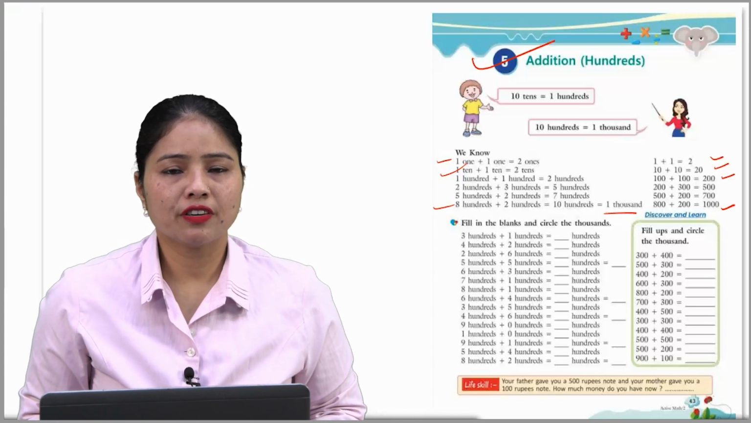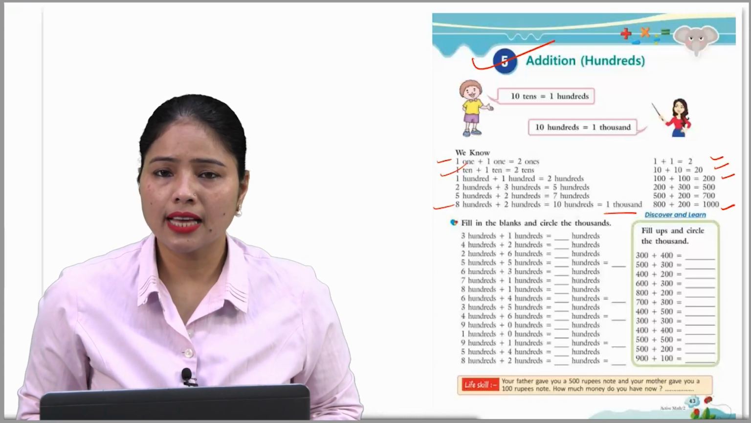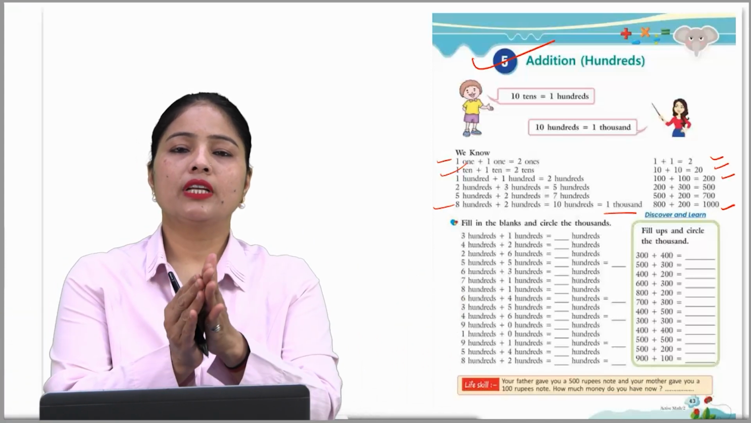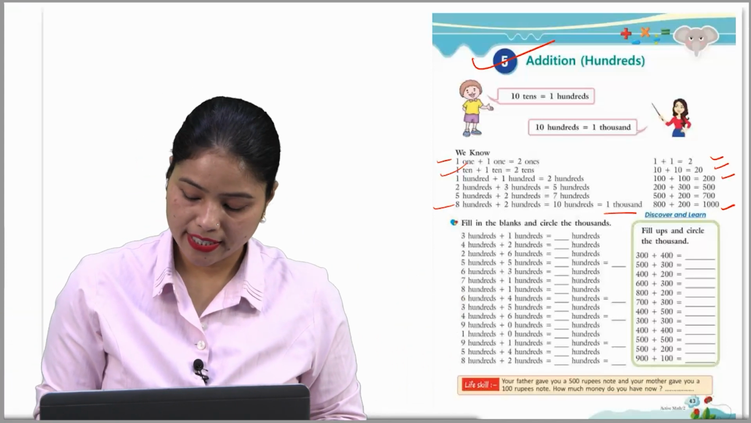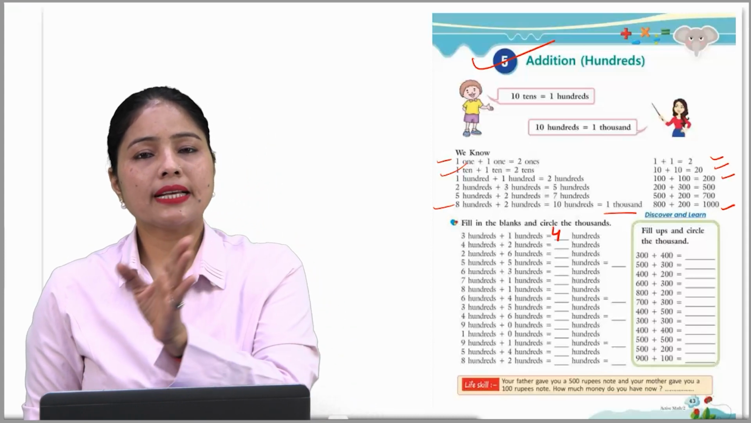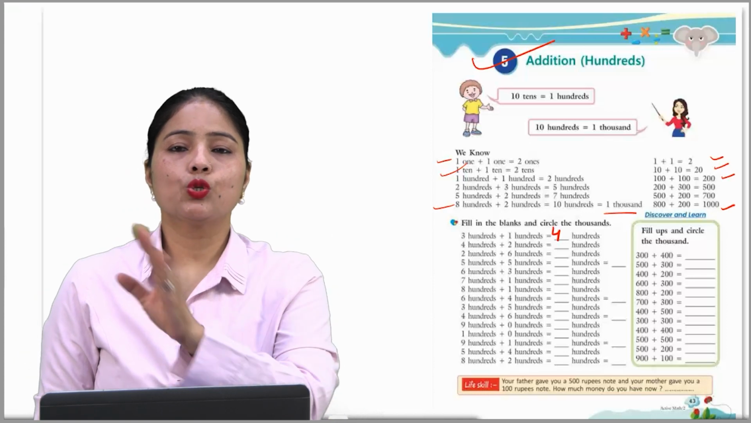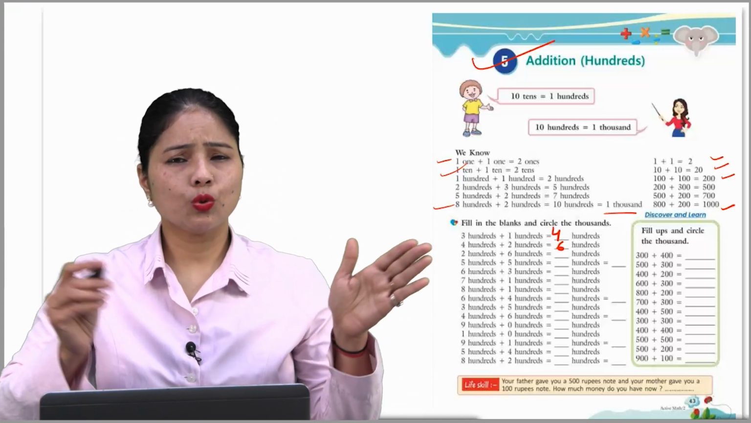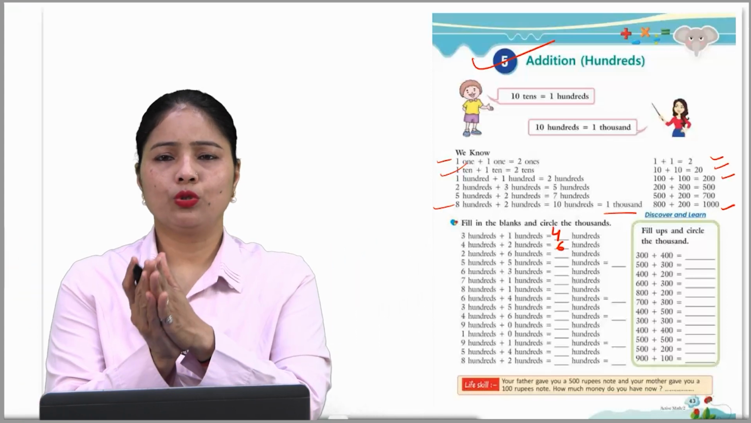Now move on to the next one, which is filling the blanks and circling the thousands. 300s plus 100s. If you add both the numbers, you will get 400. So write 4. 400s plus 200s. So 4 and 2 make 6. Similarly, just take the numbers and add both of them.